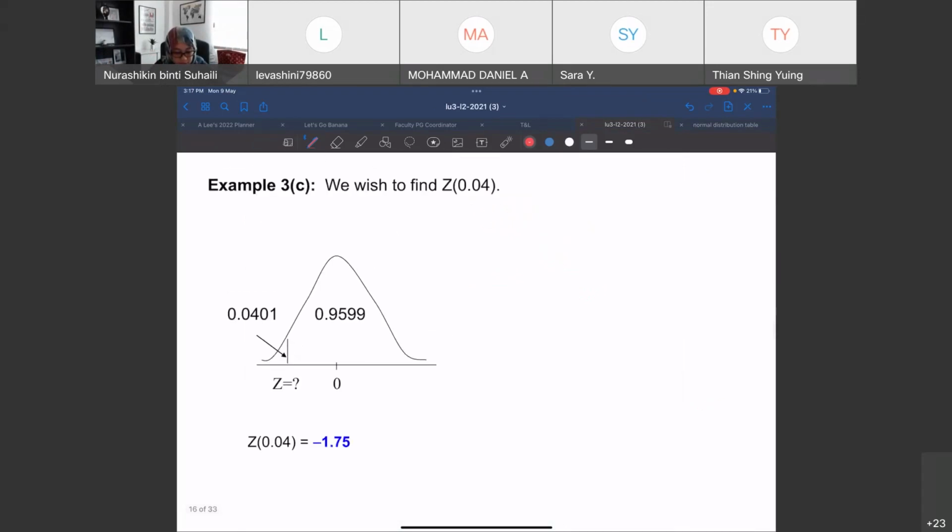The rest here is the same, it's just some tricks. Maybe for this one, you apply this. We wish to find Z 0.04. This refers to the tail area. How do we find it? You apply symmetry here. This one is 0.0401. If you don't want to solve it that way, another way is to divide it into regions.